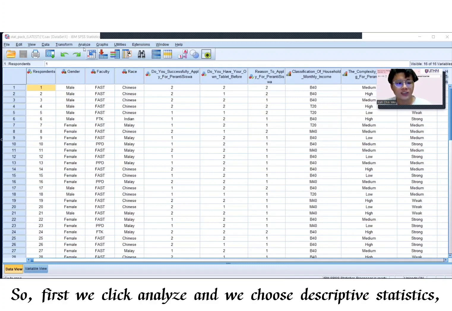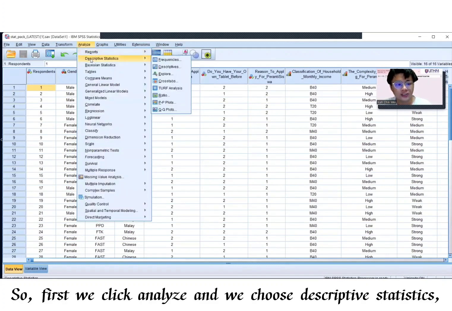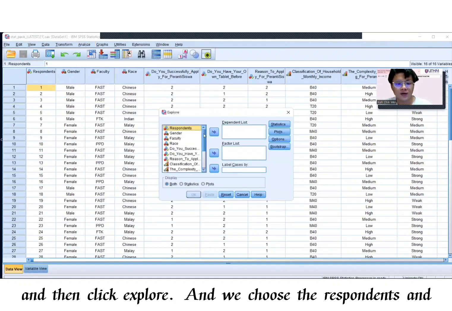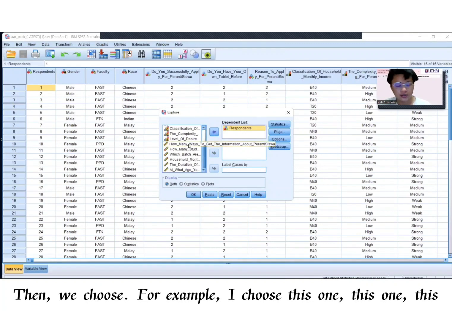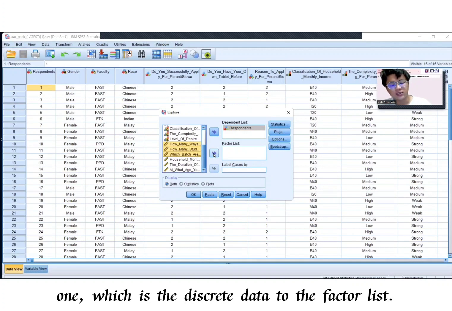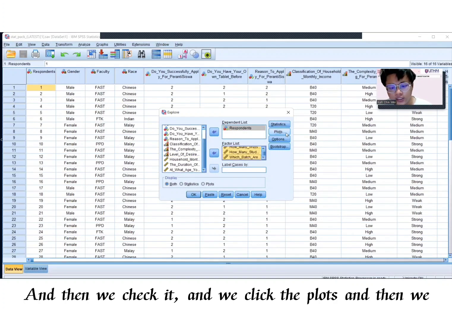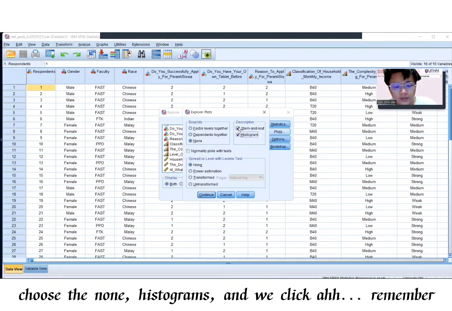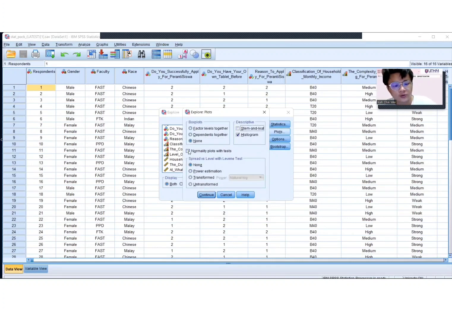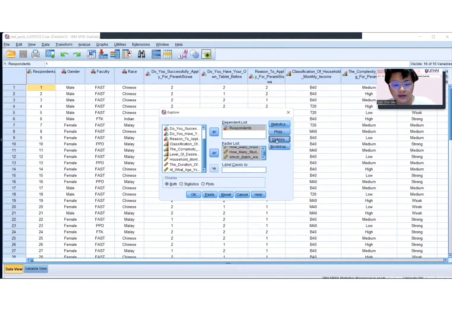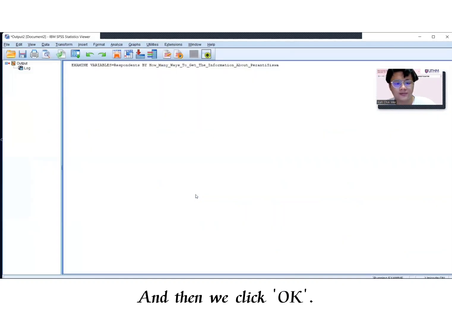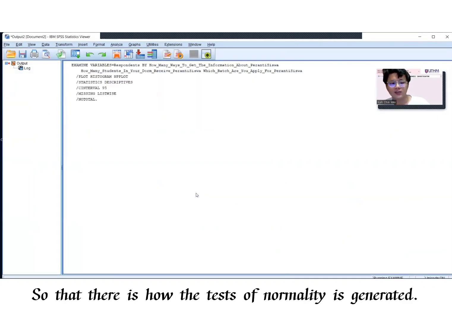So first we click Analyze, then choose Descriptive Statistics, and then click Explore, and we choose the respondent and put the respondent in the dependent list. Then we choose, for example, this one, which is descriptive data, into the factor list, and we check it. We click Plots, then choose a histogram, and remember we should check the normality plots with tests, then continue, and we check, okay, then we click OK. So that is how the test of normality is generated.